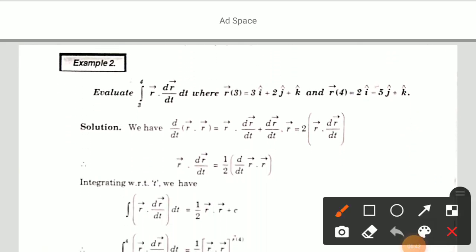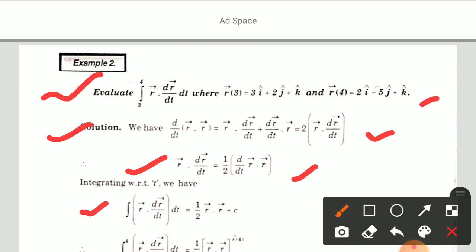Now example number 2: evaluate integration of r dot dr by dt, limit from 3 to 4, where the value of vector r at 3 is equal to 3i plus 2j plus k and the value of vector r at 4 is equal to 2i minus 5j plus k. Now for the solution, d by dt of r dot r is equal to twice of r dot dr by dt, and therefore r dot dr by dt is equal to 1 by 2 derivative of r dot r. Now integrating with respect to t, we have integration of r dot dr by dt is equal to 1 by 2 r dot r plus c.